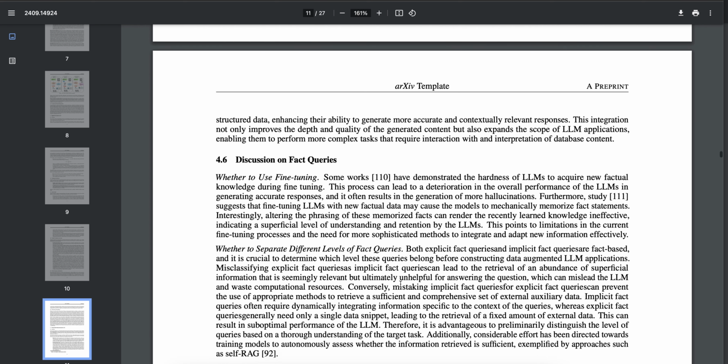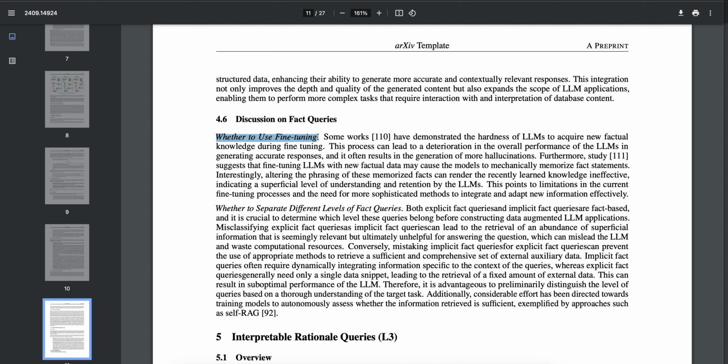Now, discussion on fact queries, whether to use fine tuning. This is a very important problem because most of the time, if you have not trained your model on these types of things, it is not able to combine answers of multiple questions, then your model will start hallucinating or will stop answering. So you need to make sure your model has the ability to answer where a question is asked and two facts need to be combined together.